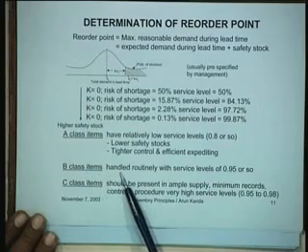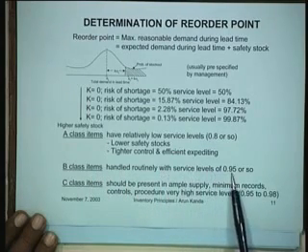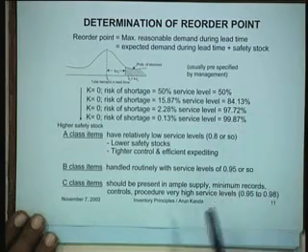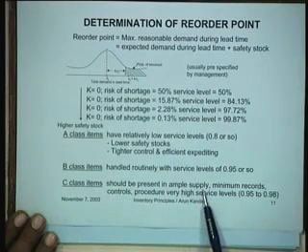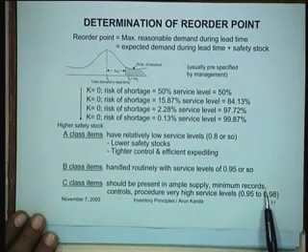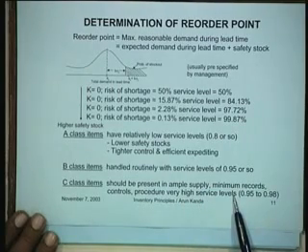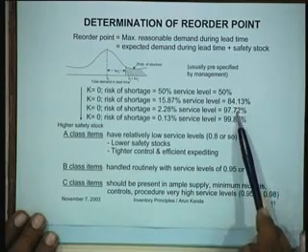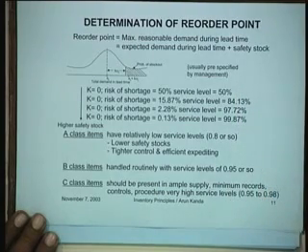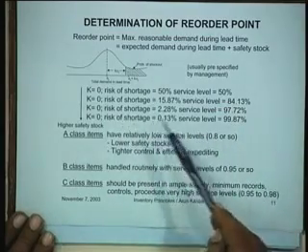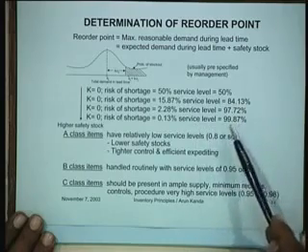B class items would be handled routinely with service levels of 0.95 or so in this scale here. And C class items should be present in ample supply, with minimum record controls. The procedure should be that we should have very high service levels. Very high service level means the risk of shortage of a C class item should be very low. Sorry, the probability of stock out should be very low. The probability of keeping the service level high should be there.